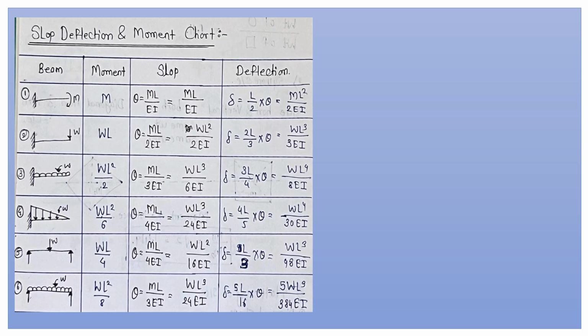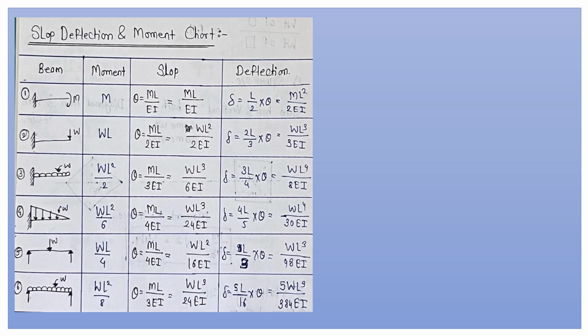Then reverse for simply supported. Theta equals ML by 4EI and then theta equals ML by 3EI. Just put the values of moment into the M in this theta equation, so you get the values of slope.